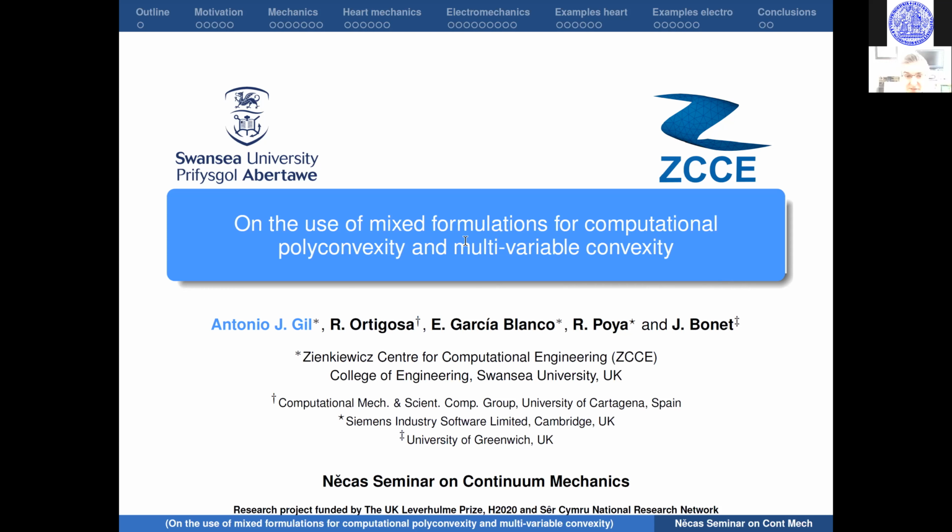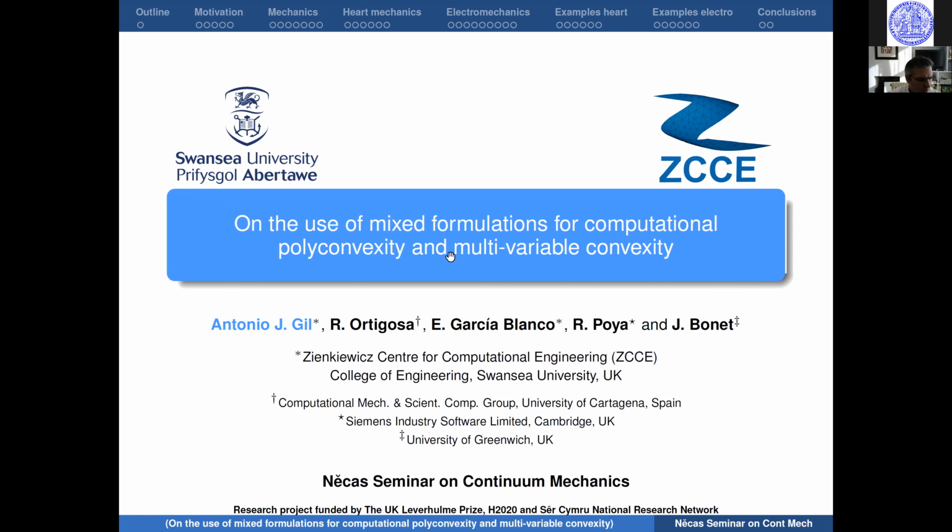about the use of mixed formulations in the case of finite elements for problems where potentially we can employ the concept of polyconvexity or multivariable convexity, as we used to call it, but now you can actually call it polyconvexity in general as well, as you will be seeing during the talk.